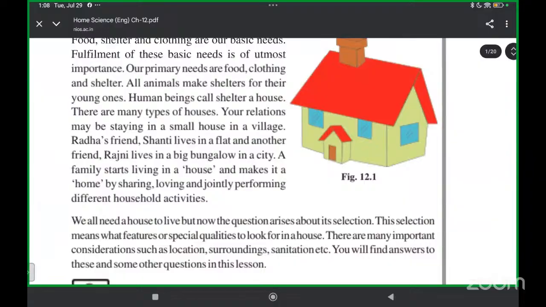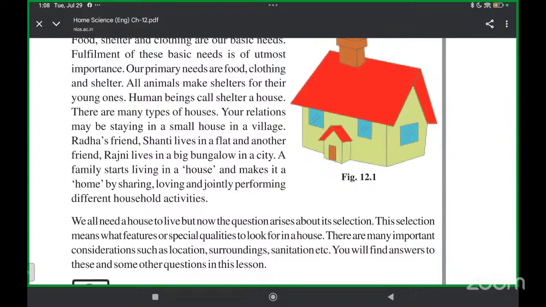Now, a family starts living in a house and makes it a home by sharing, loving, and jointly performing different household activities. That is how a family makes a house a home when they live in it. A house is a structure where people take shelter, usually made of bricks, and it has walls.